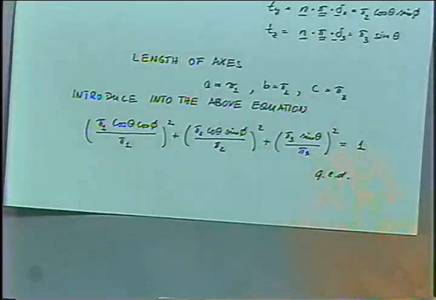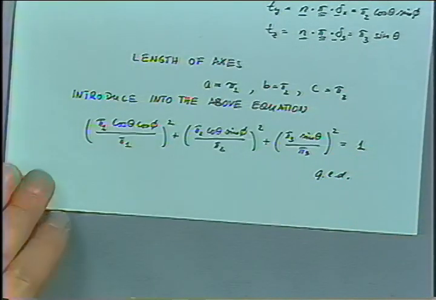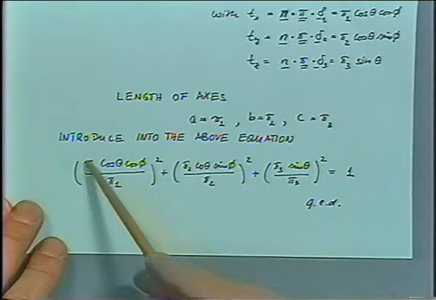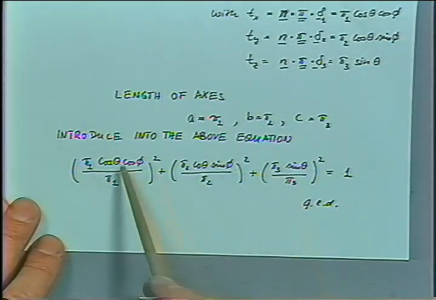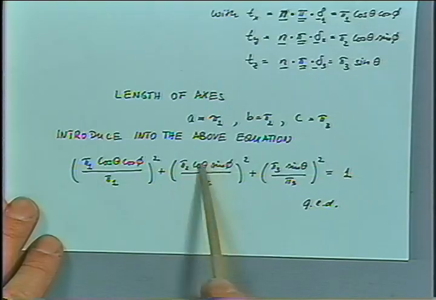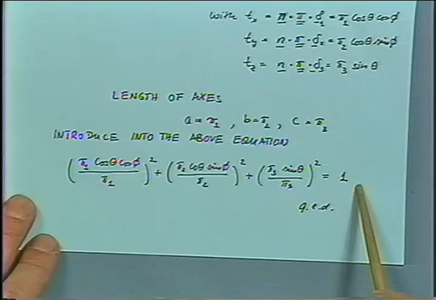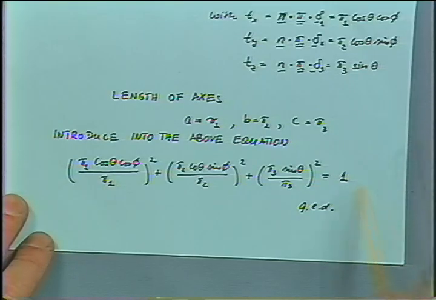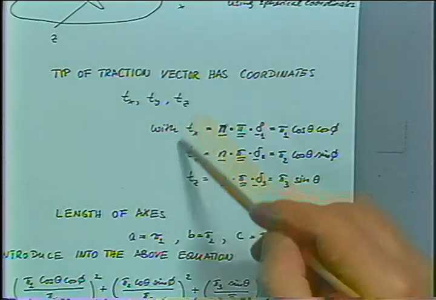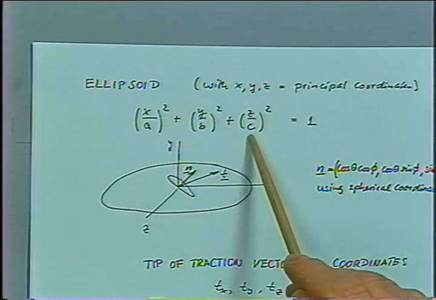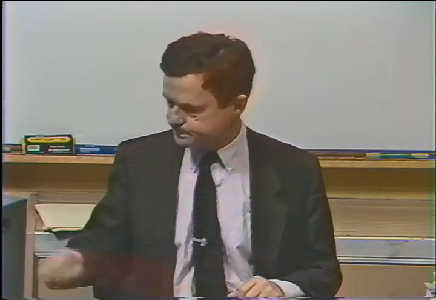And by doing so, you can see that the three principal stresses are canceling here, pi 1, pi 2, pi 3. And then when working through the trigonometric relations, you will see that all of this is adding up to 1. And in this way, we can see that indeed the components of the traction tensor satisfy the equation of the ellipsoid. So, that's the geometric meaning which I used for describing the stress.